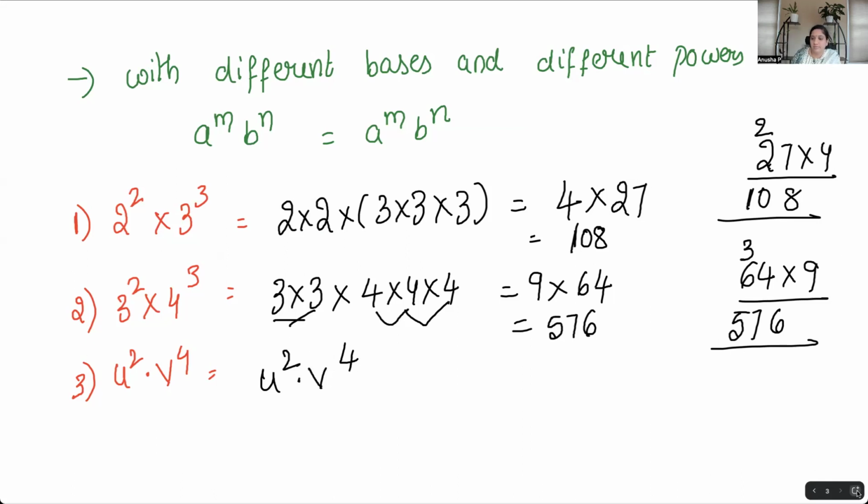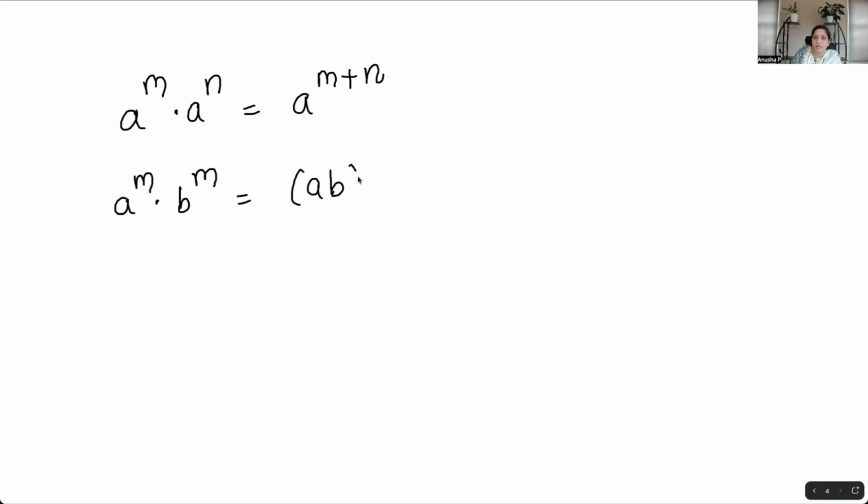So in multiplying exponents, if we have the same base like a to the power of m and a to the power of n, you will write it as a to the power of m plus n. But if you have different bases and the same power, we will write it as ab to the power of m. And the third variety is a to the power of m and b to the power of n. Here, the bases are different and the powers are different. So you will expand individual a to the power of m and b to the power of n and multiply them together. Okay, that's it.